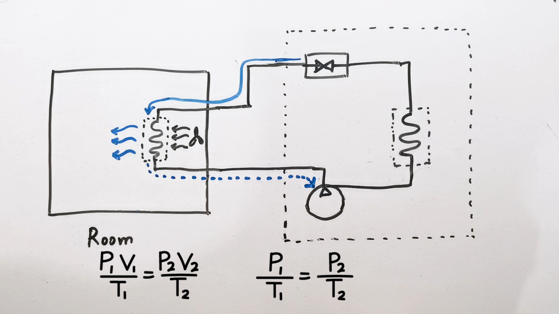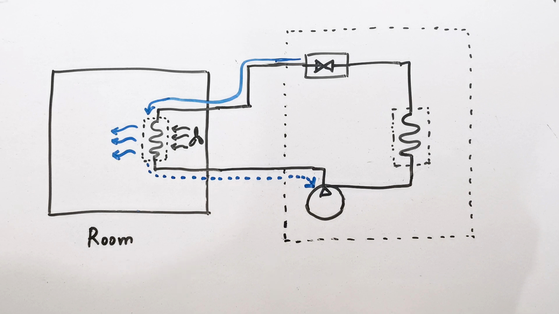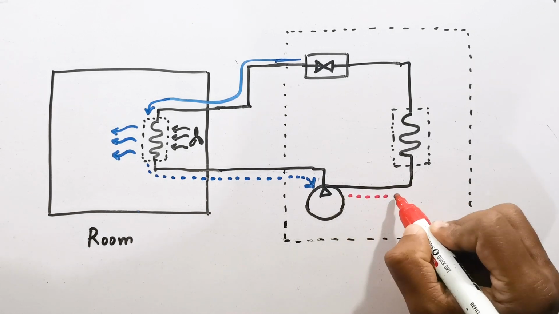According to Charles's law and Boyle's law, as the pressure of the refrigerant gas which comes out from the compressor is high, the temperature also gets a higher value. Normally, this temperature is higher than the atmospheric temperature. This temperature is between 50 to 60 Celsius. This value depends on the environment conditions and the design of the air conditioning system. Then the refrigerant comes to the condenser.